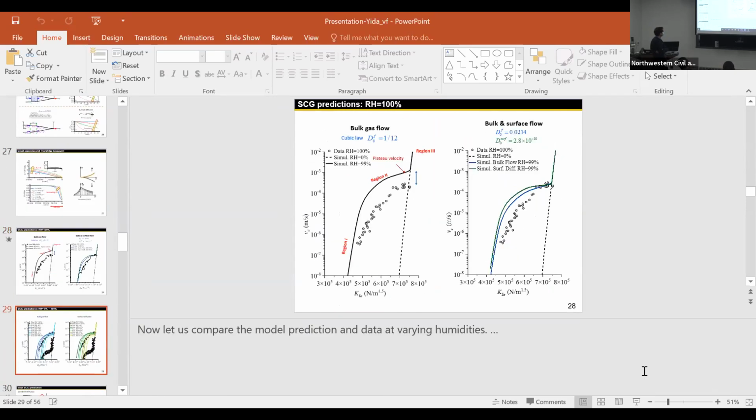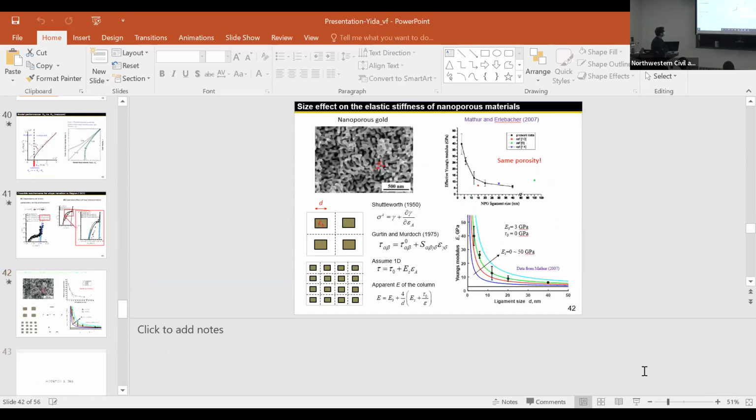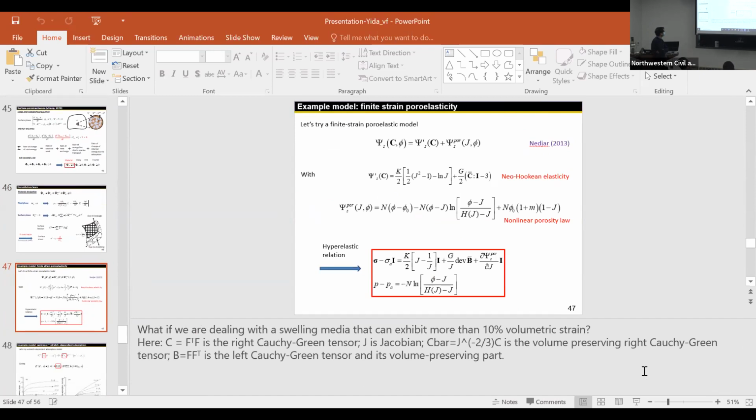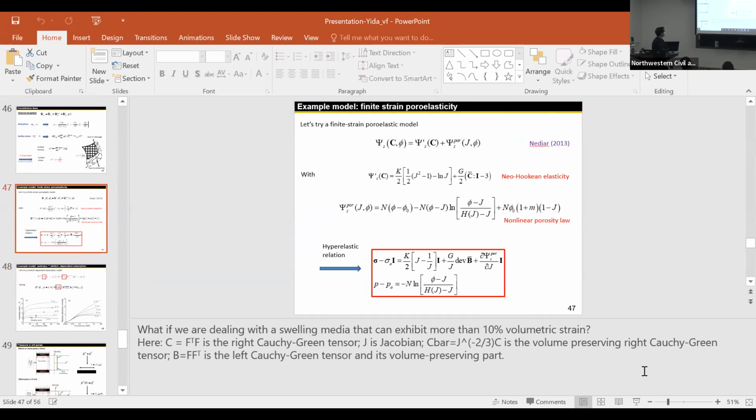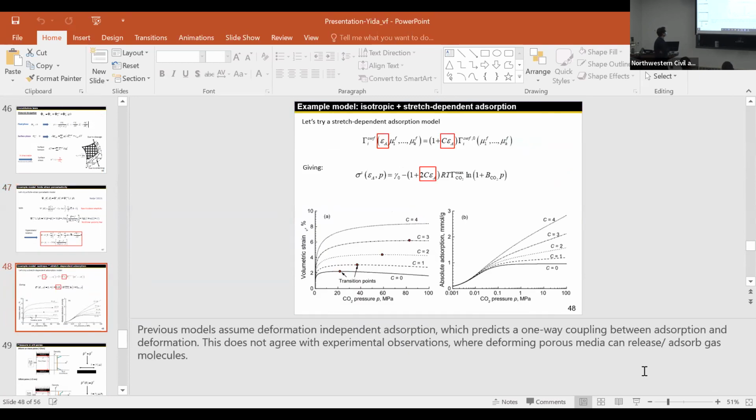In that 2018 paper, I have a lot of supplementary data. One of them is this. We can define surface stretch, surface strain, epsilon A, in a logarithmic way. Then you can plug that into your adsorption isotherm and make it dependent on the surface stretch as well. Here I just put a linear term, 1 plus C, but you can make it nonlinear. Once that is incorporated, this is the predicted result.